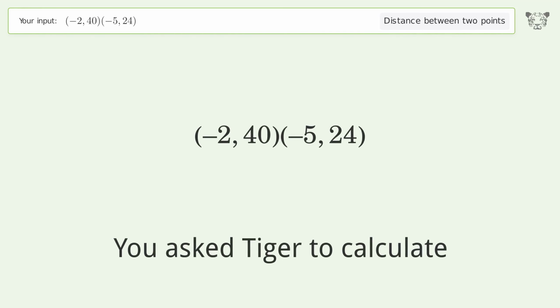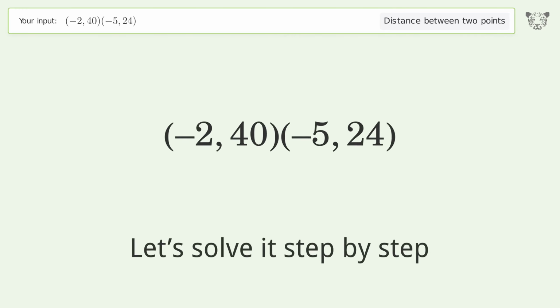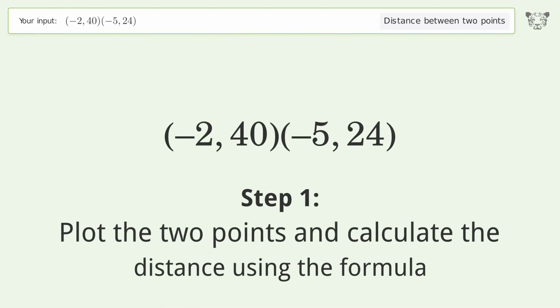You ask Tiger to calculate. This deals with the distance between two points. The distance between the two points is the square root of 265, or 16.279. Let's solve it step by step. Plot the two points and calculate the distance using the formula.